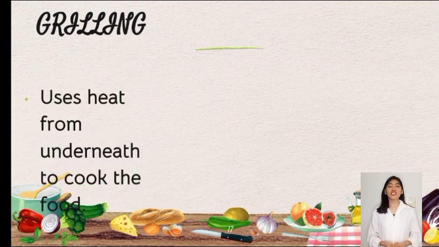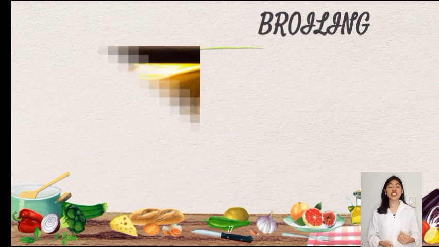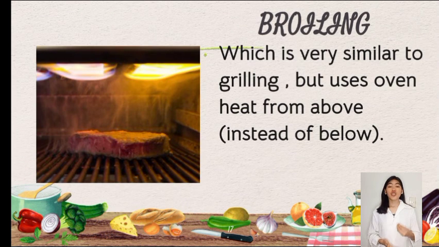Next, we have broiling, which is very similar to grilling, but uses oven heat from above instead of below. So you can place your food in the top rack of your oven and then set it to broil if you have the broil setting.